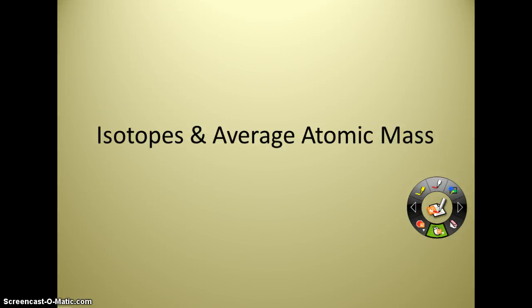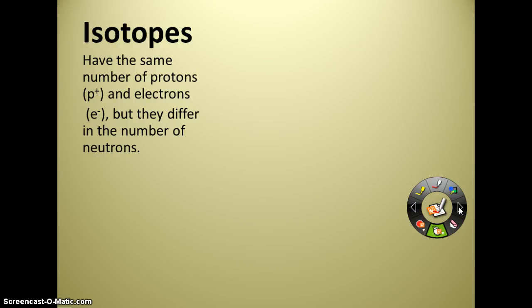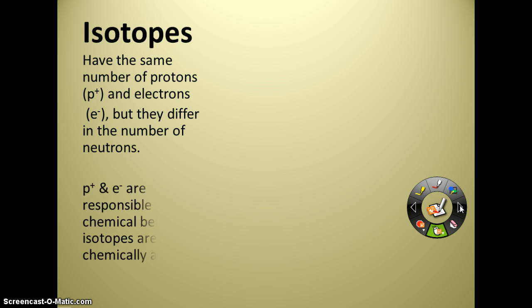Hello, this lesson is on isotopes and average atomic mass. An isotope is going to have the same number of protons and electrons, but they're going to differ in their number of neutrons. So isotopes are going to come in a set. They're each going to have the same number of protons because the protons tell you what element it is. They're going to have the same number of electrons, but a different number of neutrons. The protons and electrons are responsible for chemical behavior, so isotopes are going to chemically be alike.